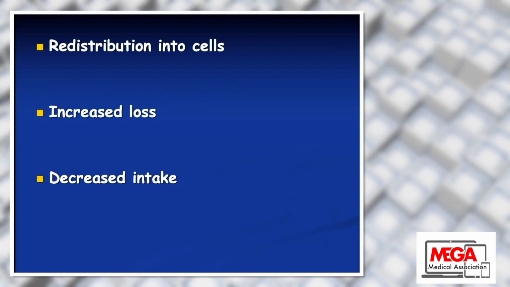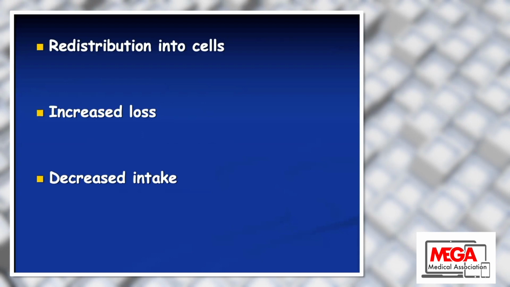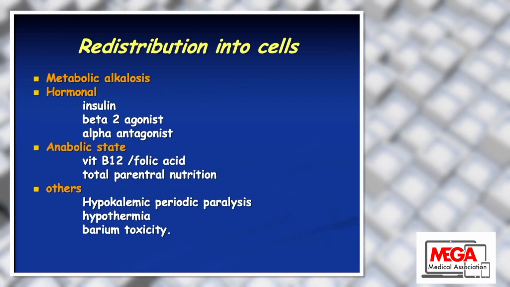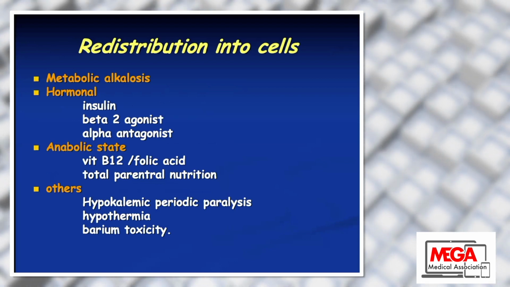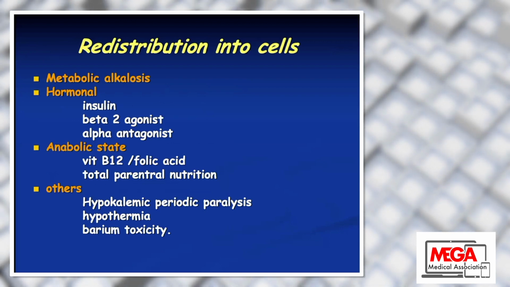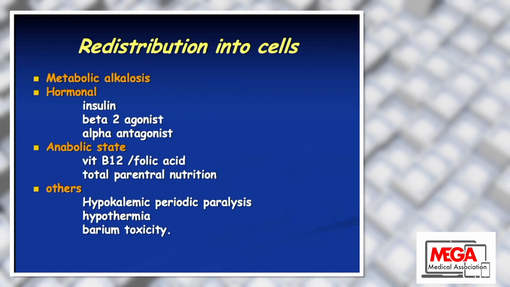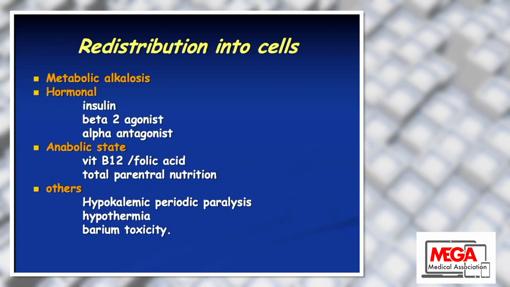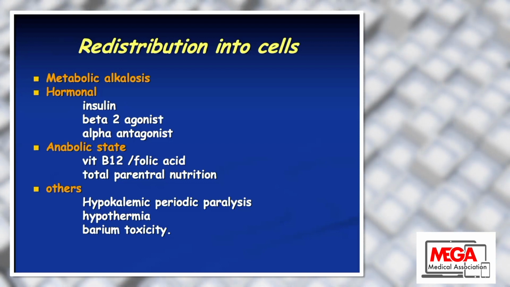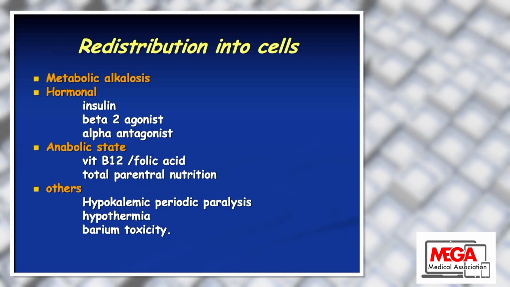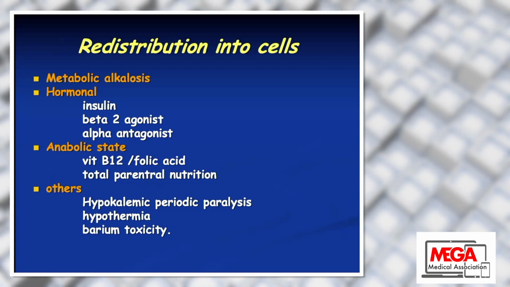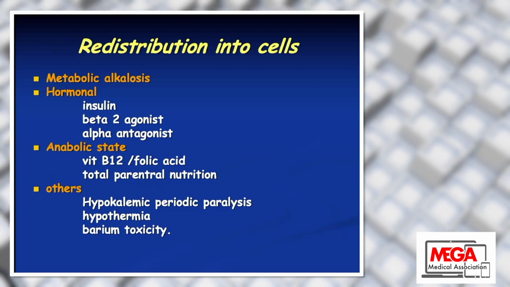As regards the causes, either decreased intake or increased losses, or intercompartmental shift or redistribution of potassium into the cell. Redistribution of potassium into the cell may be due to metabolic alkalosis, where the pH increases and hydrogen ion is low. So hydrogen ion will be shifted outside the cell in exchange for potassium, which will enter into the cell and cause hypokalemia. Hormonal causes include insulin, beta-2 agonist or alpha antagonist. Also in anabolic states such as vitamin B12, folic acid, total parenteral nutrition, and others such as hypokalemic periodic paralysis, where there are attacks of paralysis alternating with hypokalemia and other attacks with hyperkalemia, where in this case also potassium will be shifted into the cell causing hypokalemia. Also hypothermia and barium toxicity.